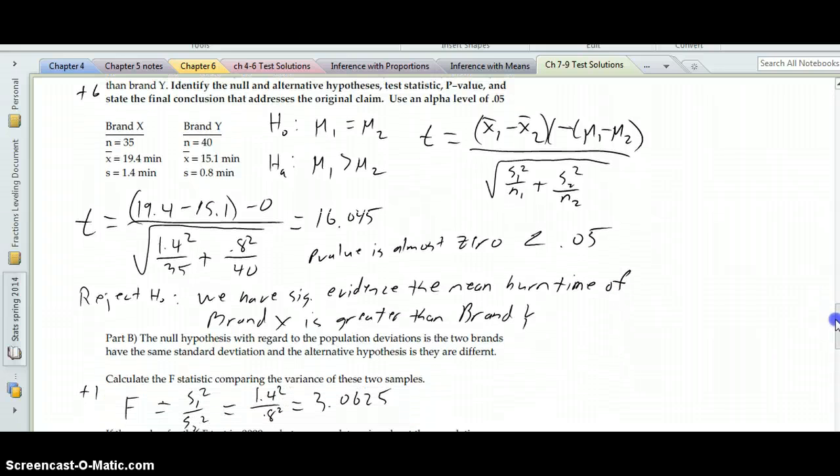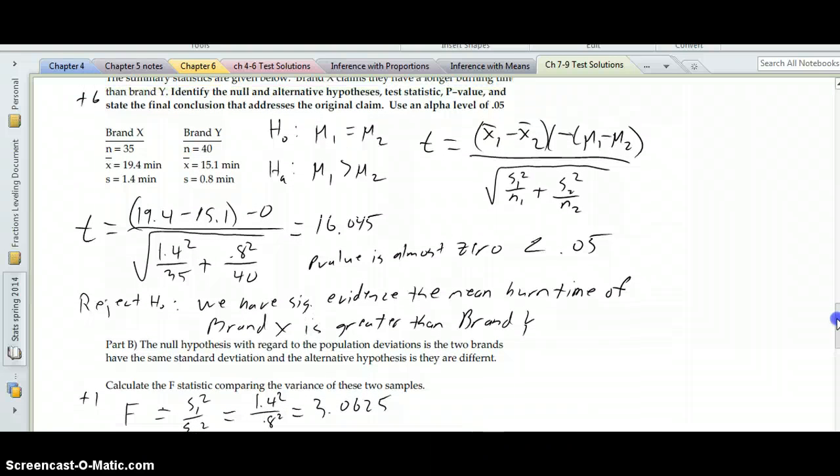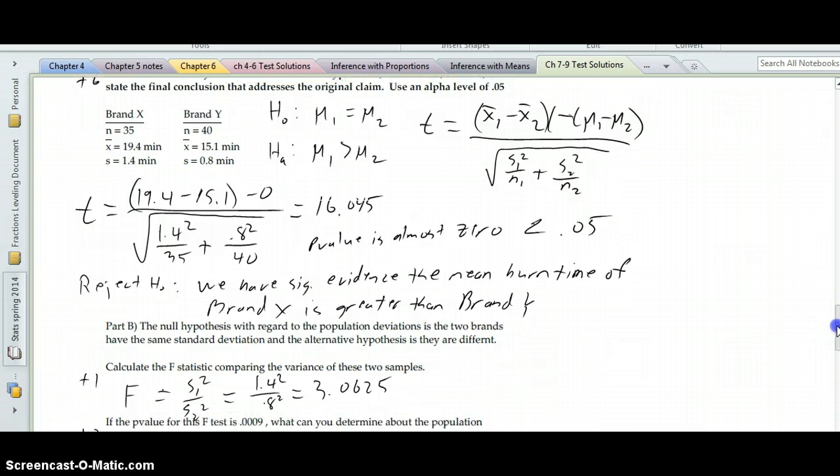and we do have significant evidence the mean burn time for brand X is greater than brand Y. And the second part here is a little new question. We want to compare the variation between the two. So this has a 1.4 standard deviation, and this has a 0.8 standard deviation. The question is, are those significantly different? And our null would be they're the same, the alternative they're not.